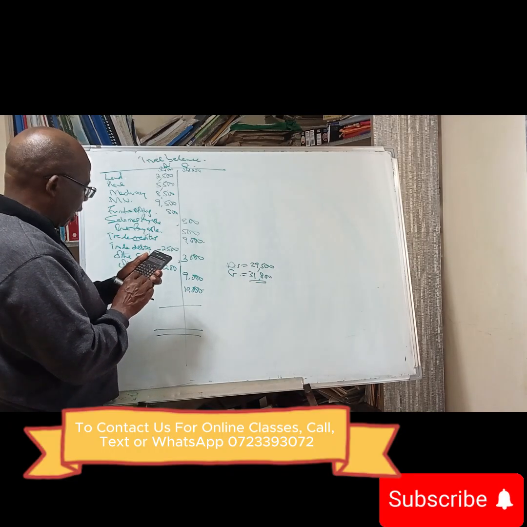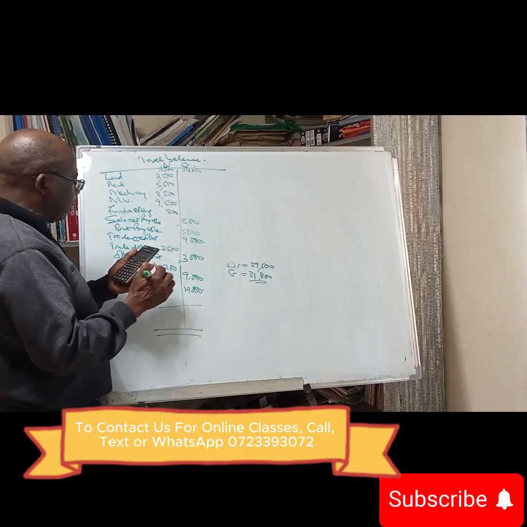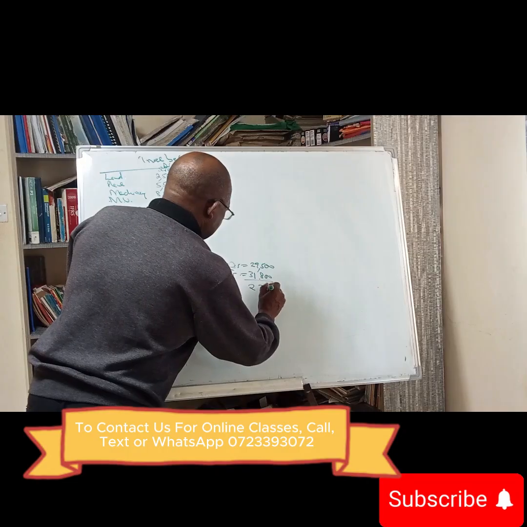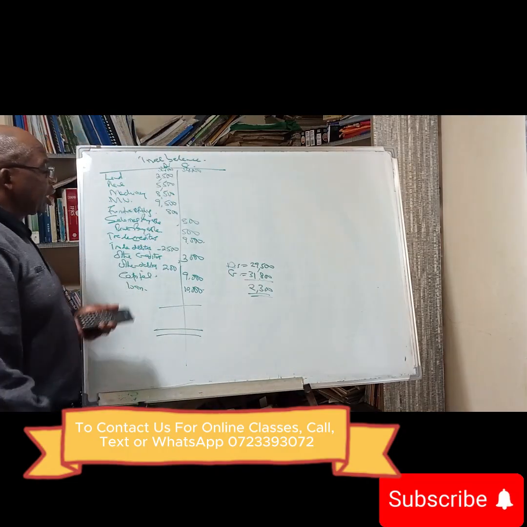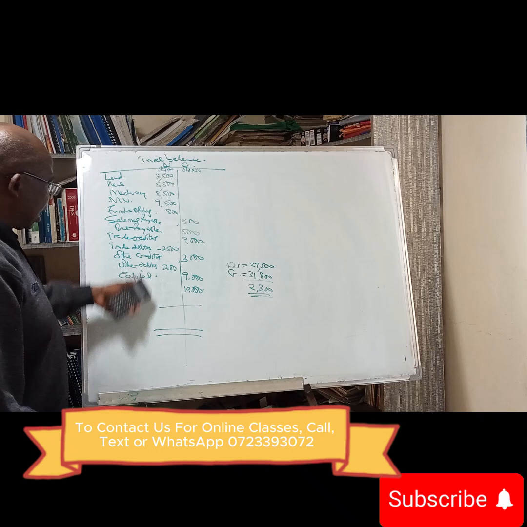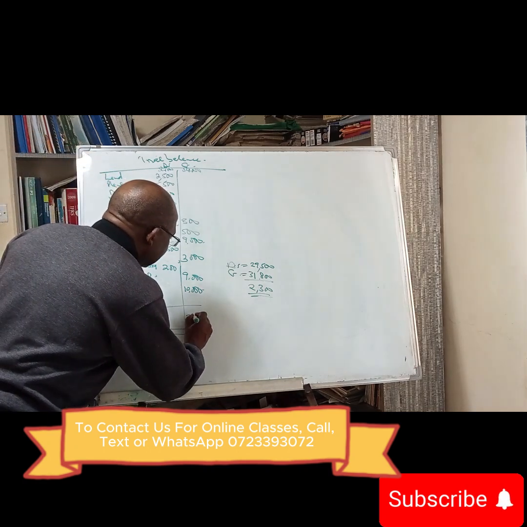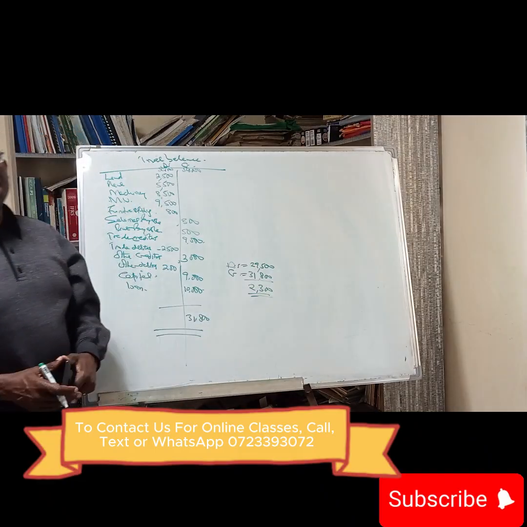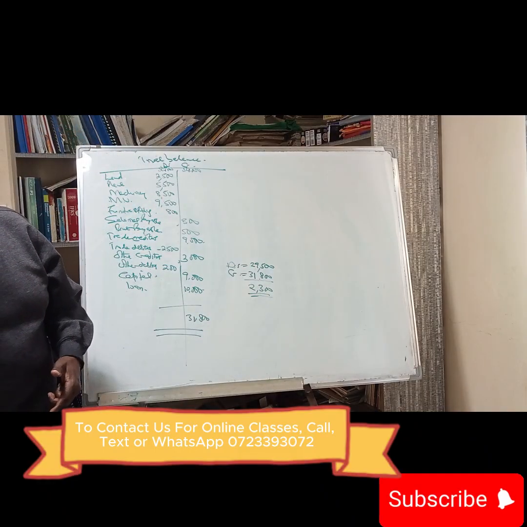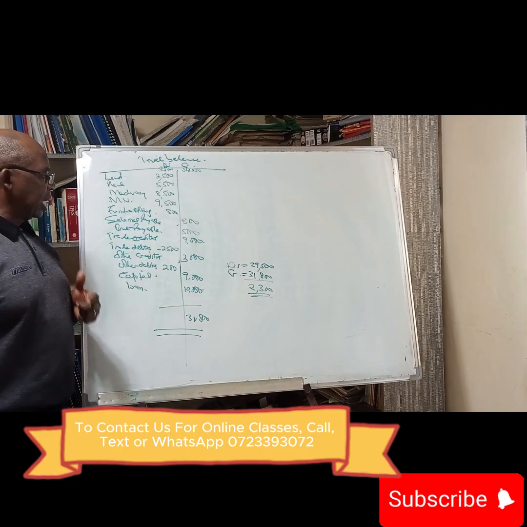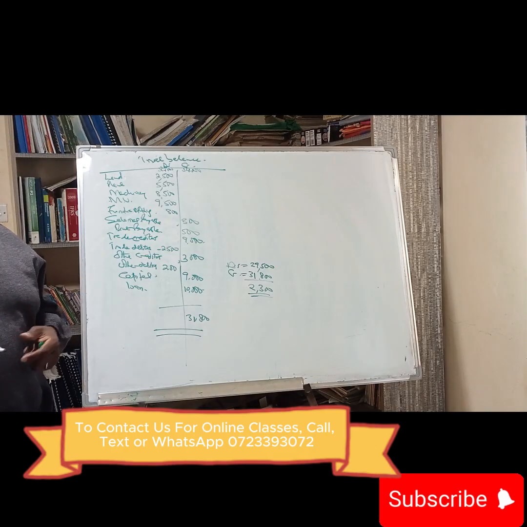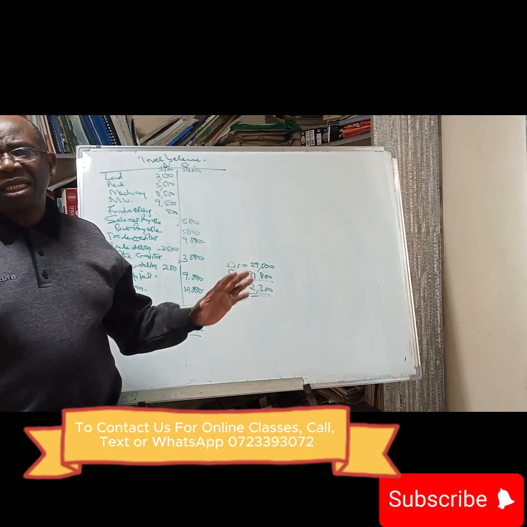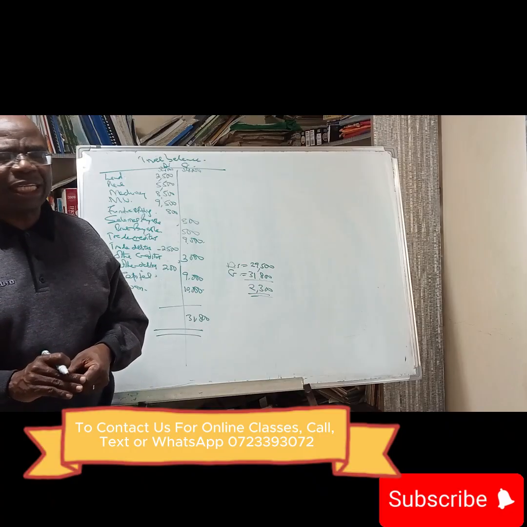There's a difference between debits and credits amounting to 2,300. The credits are 31,800, and the debits are 29,500.